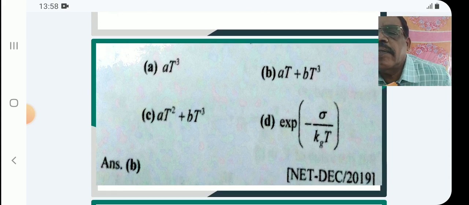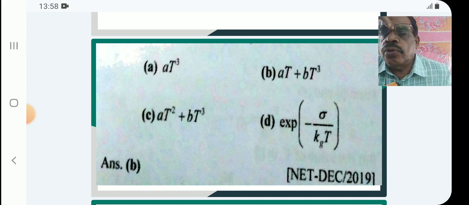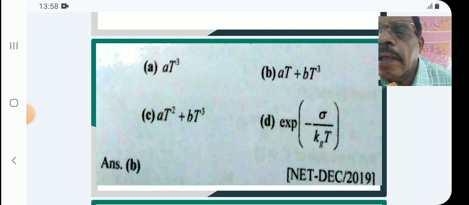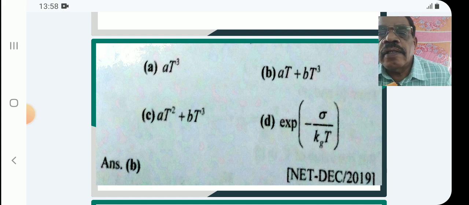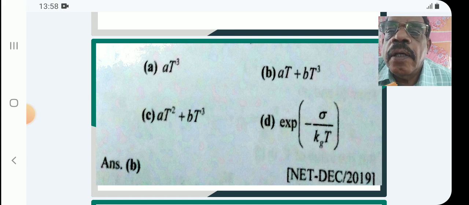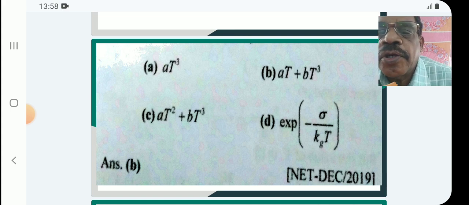The options: first one is sigma T cubed, second is sigma T plus BT cubed, third is sigma T square plus BT cubed, and D is sigma by KBT, where KB is the Boltzmann's constant. Answer B, that is sigma T plus BT cubed. That is the relation.